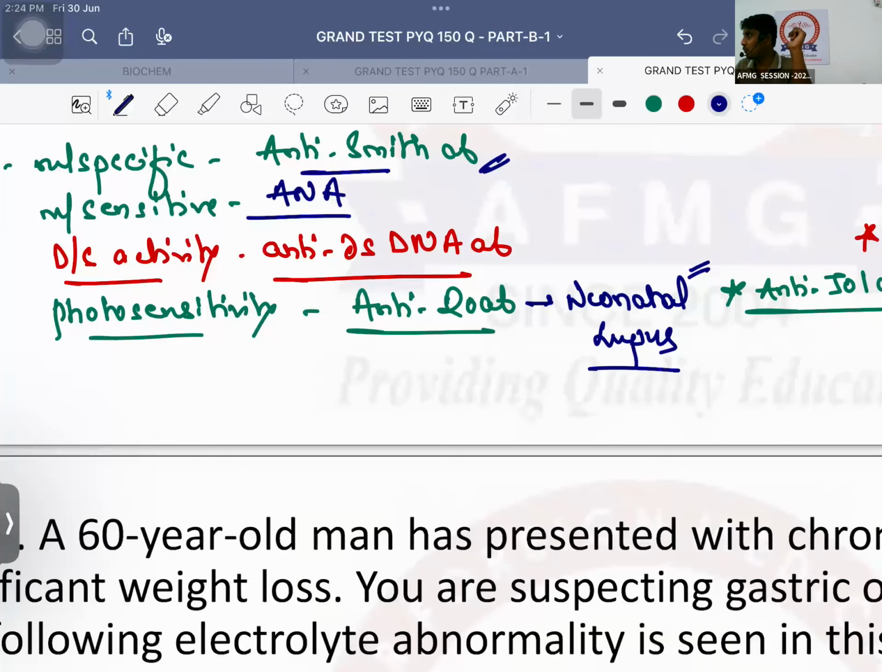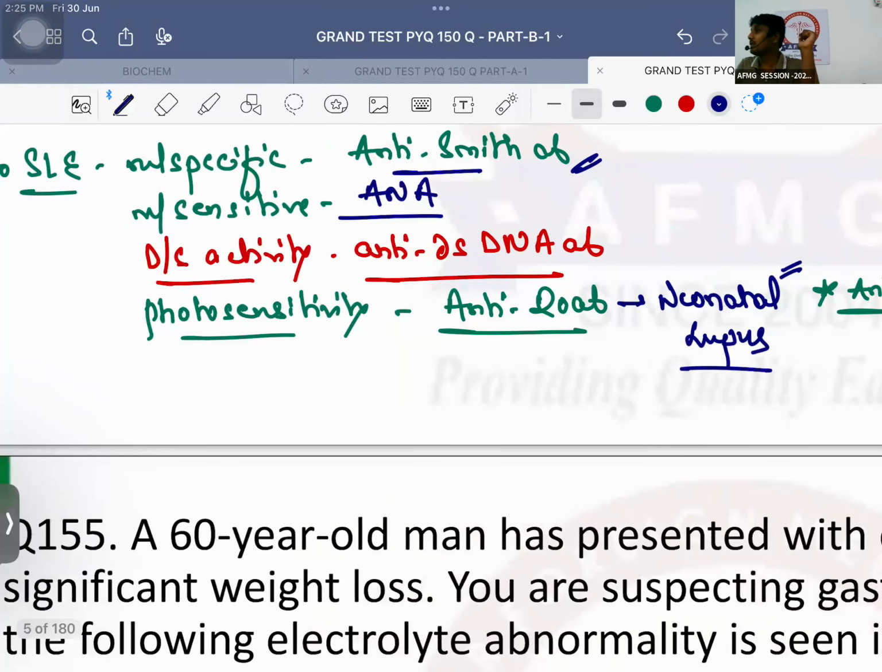Neonatal lupus has also come in questions. How will the child present to you? With malar rash, but not over here. Malar rash around the eyes of the child, periorbital malar rash, along with severe bradycardia and complete heart block. These are the characteristic features of neonatal lupus. The reason is these antibodies will target his SA node and his AV node. That's the reason why he presents with severe bradycardia and complete heart block. So that has to be remembered. No issues with this, anybody?